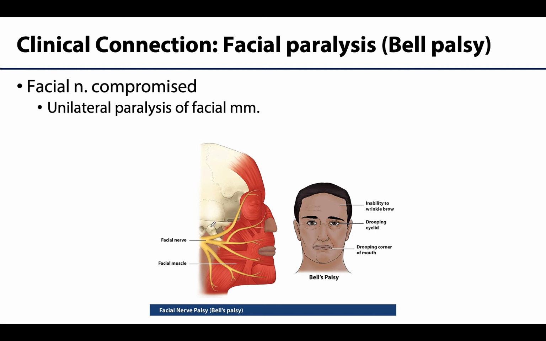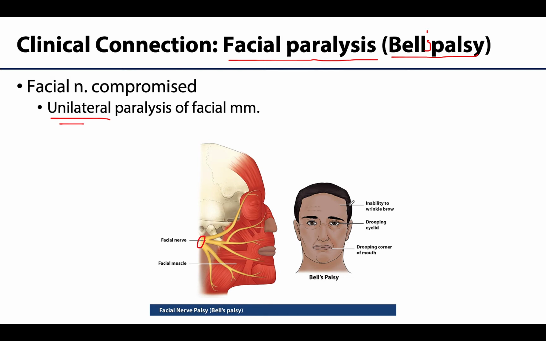If the facial nerve is compromised, as in it has some type of lesion or compression, it could affect the signal that allows for these muscles to contract and cause what is referred to as facial paralysis, or more commonly Bell's palsy. This is unilateral, or same-side, paralysis of the facial muscles. All right, so total ipsilateral facial muscle paralysis.